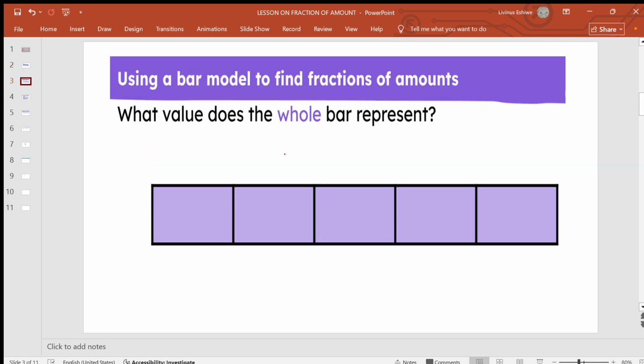What is this bar model? The bar model is simply what? A rectangular bar that has been used to represent the whole amount of a given item. For instance, if I say this bar represents 50, what does that simply mean? It simply means if I divide this 50 into 5 equal parts, I will have 10 to represent each part.